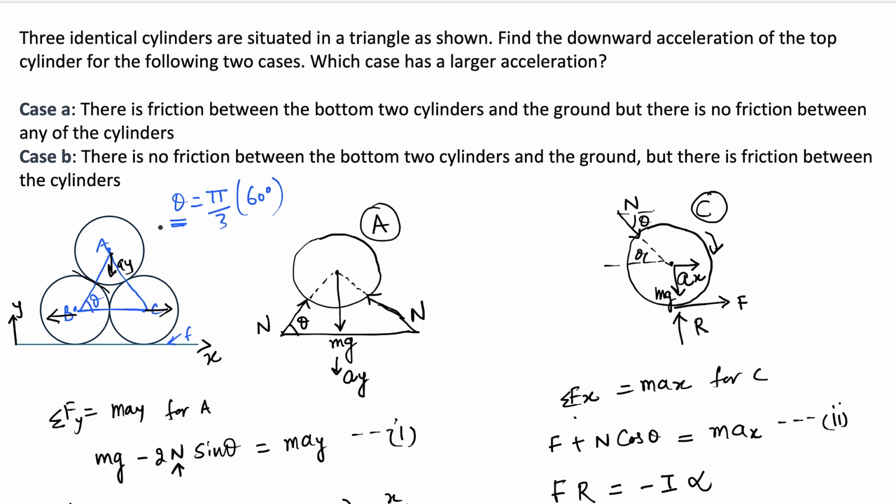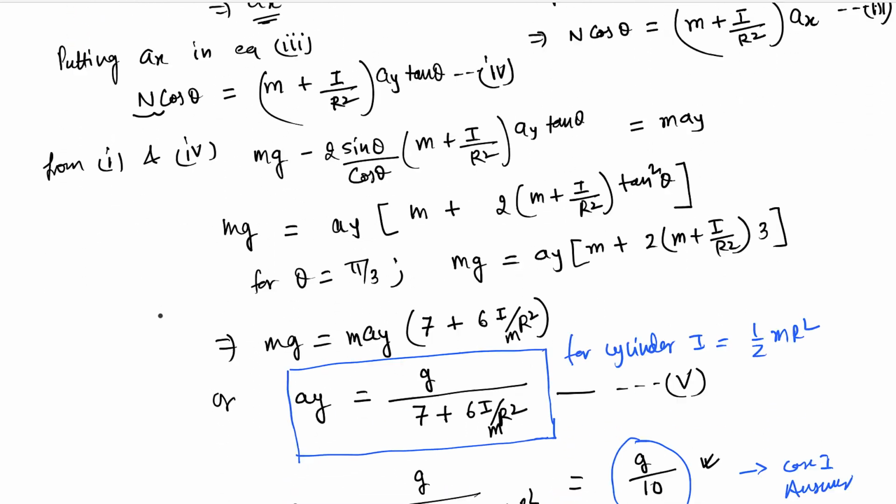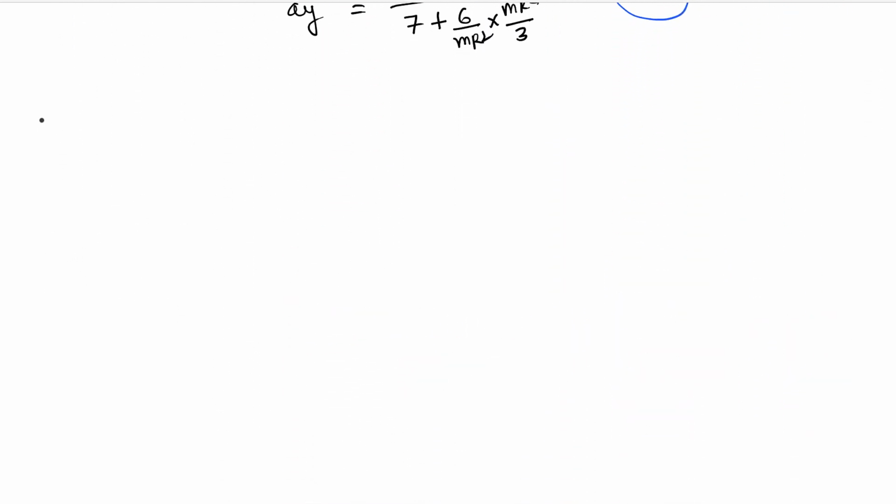Now let's see what happens when there is no friction in the ground, but there is friction between the cylinders, all these cylinders. Okay. So let's again start with the free body diagram. Let's say for cylinder A, the top cylinder.